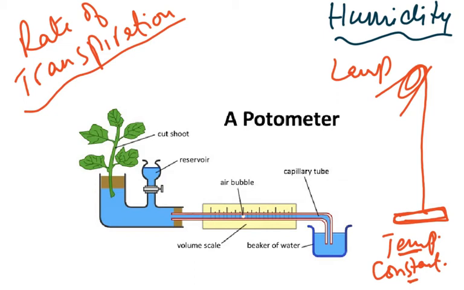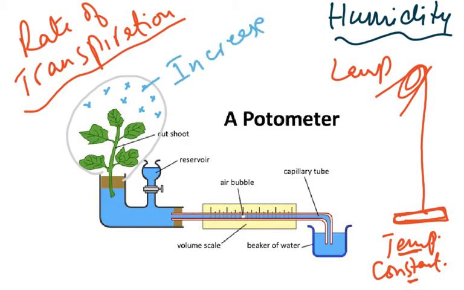And we want to study the effect of humidity. So what we're going to do is place a plastic bag around this. In one experiment we have the plastic bag, in another experiment we don't have the plastic bag. Now when we have the plastic bag, the water vapors which diffuse out are going to condense in the plastic bag, and that's going to increase the humidity. So we're going to study whether this plastic bag made any difference to the rate of transpiration. Did the bubble move faster or did the bubble move slower?